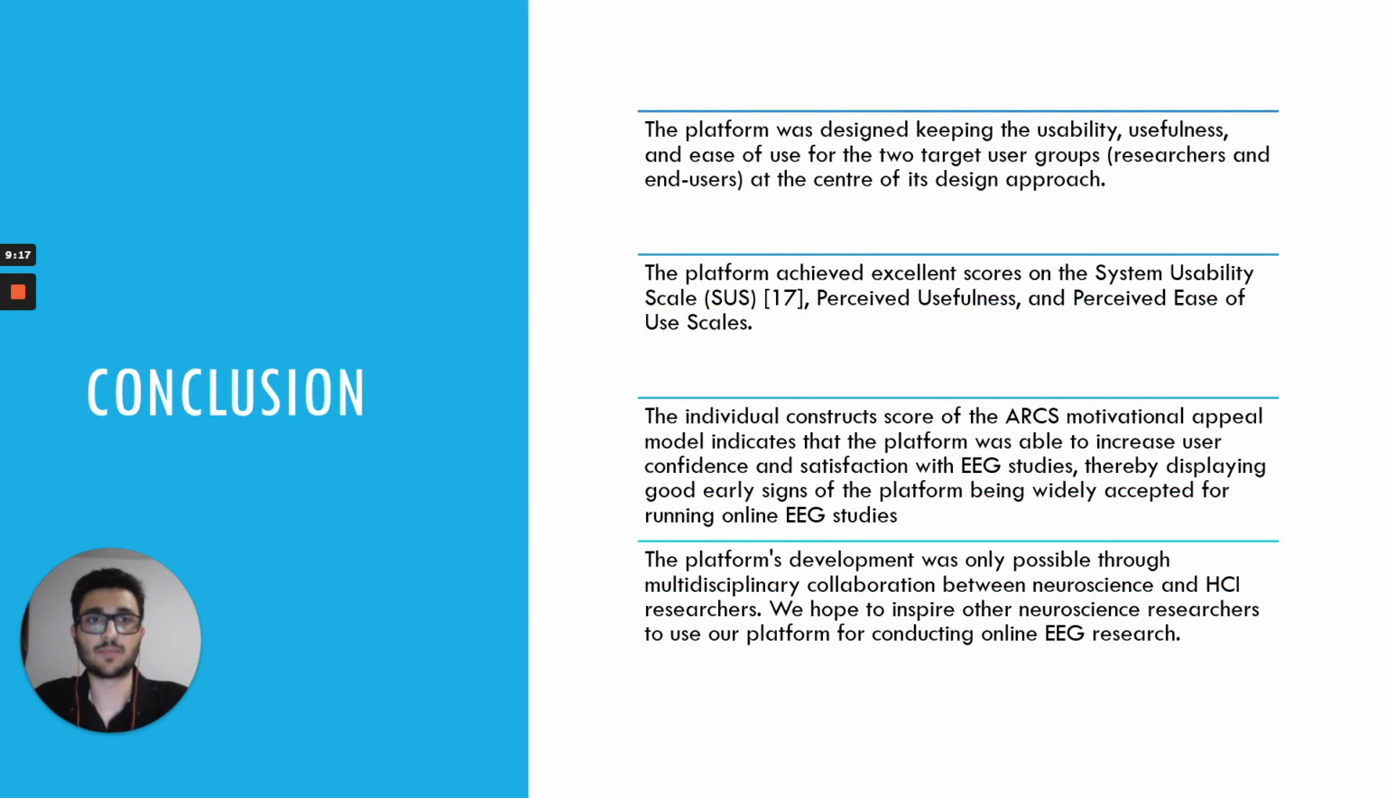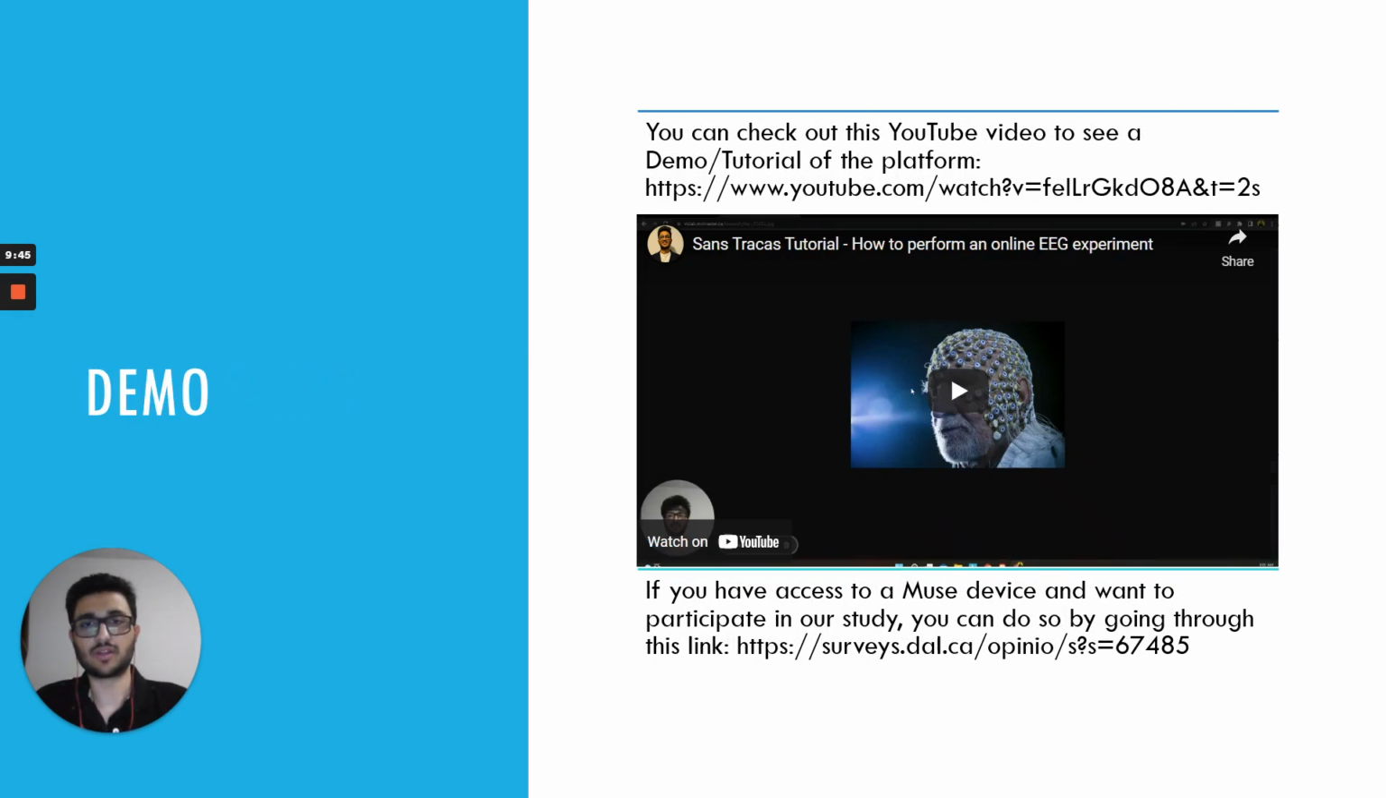The platform was designed keeping the usability, usefulness, and ease of use for the 2 target users at the center of its design approach. The platform achieved excellent scores on the system usability scale, perceived usefulness, and perceived ease of use scales. The individual constructs of the ARCS motivational appeal model indicate that the platform was able to increase their confidence and satisfaction with EEG studies, thereby displaying good early signs of the platform being widely accepted for running online EEG studies. You can check out the demo of the platform on this YouTube video here.